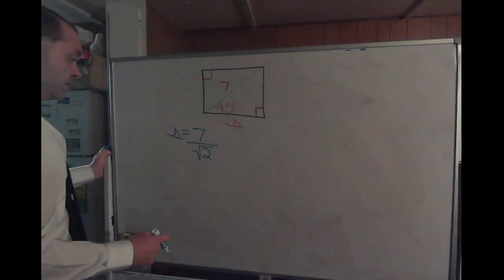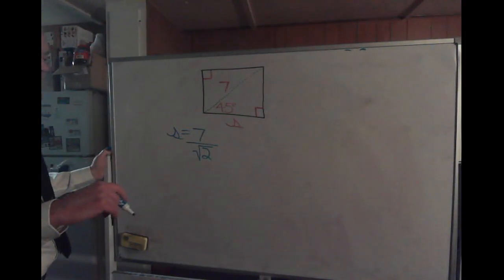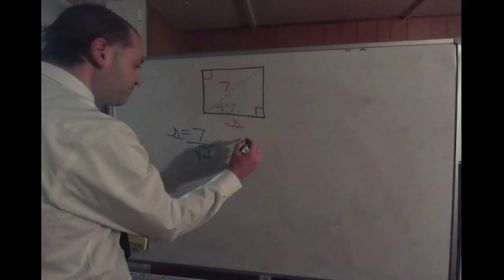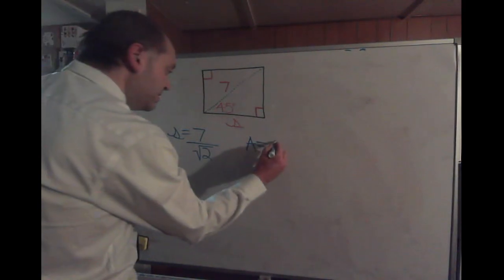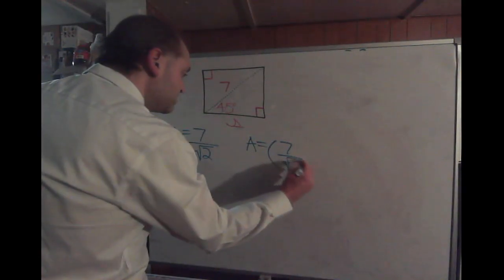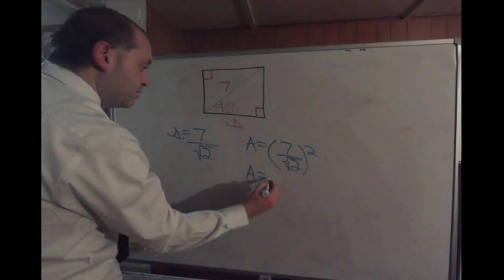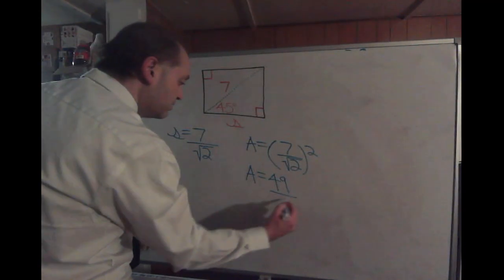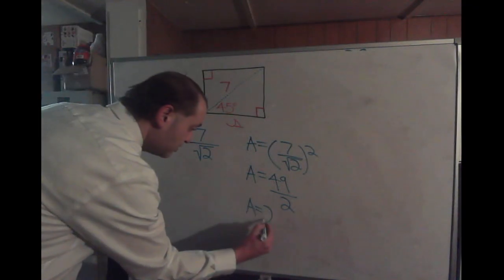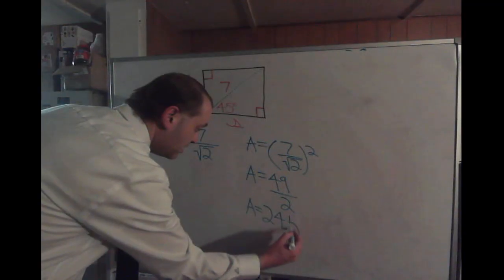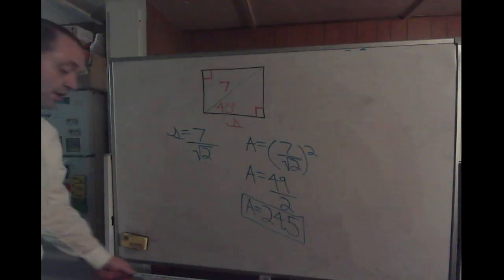So, of course now, I'm not even going to worry about rationalizing it, because we can now just take a side to the second power. Area equals that side, which would be 7 over the square root of 2, that whole quantity to the second power. So the area equals exactly 49 over 2, which means the area, if you do a decimal approximation, would be equal to 24.5. So the area is equal to approximately 24.5 square units.